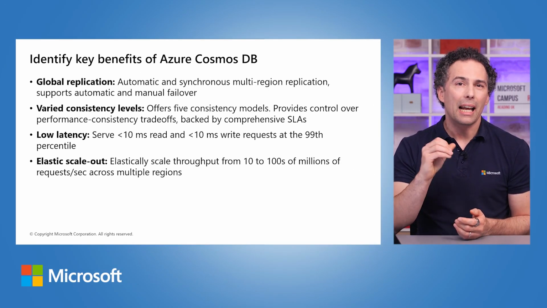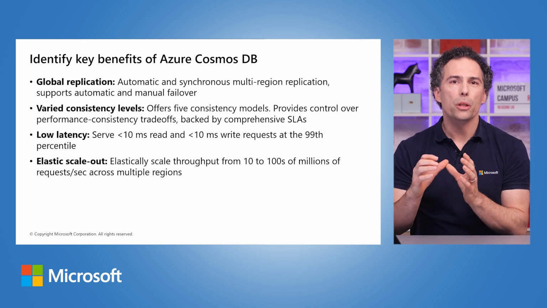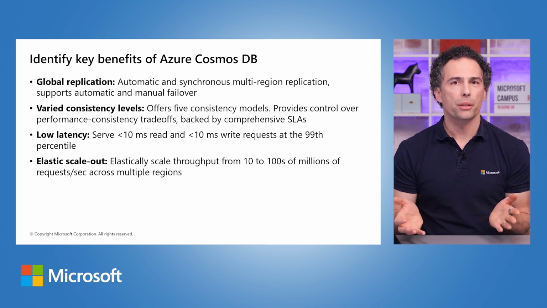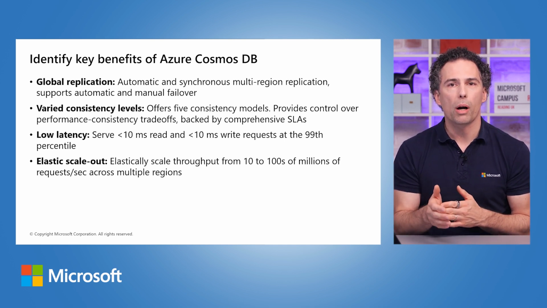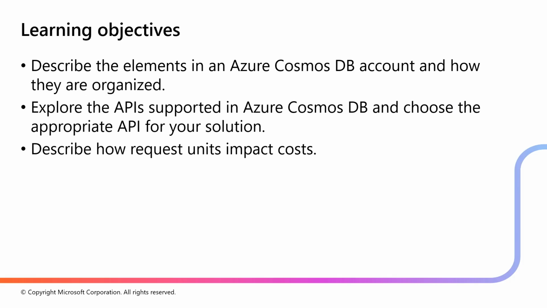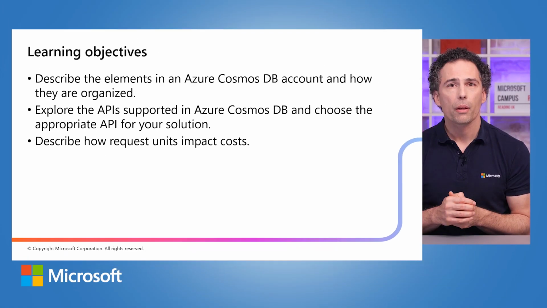Independently and elastically scale storage and throughput across any Azure region, even during unpredictable traffic bursts, for unlimited scale worldwide, is what Azure Cosmos DB offers. In this unit, we will describe the elements in an Azure Cosmos DB account and how they are organized, explore the APIs supported in Azure Cosmos DB, and choose the appropriate API for your solution. And we will look at request units, what they are and how they impact the costs.